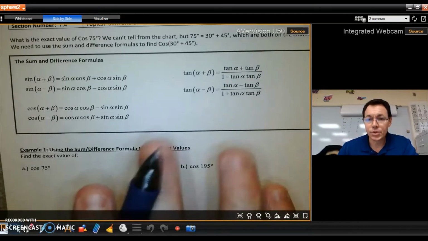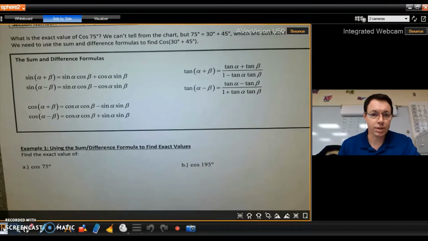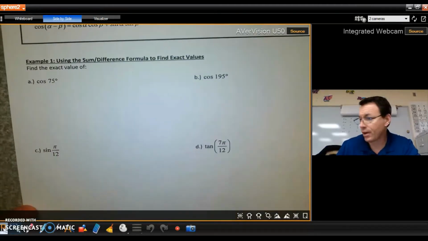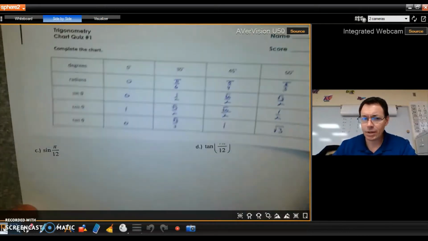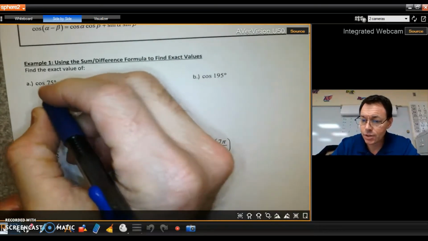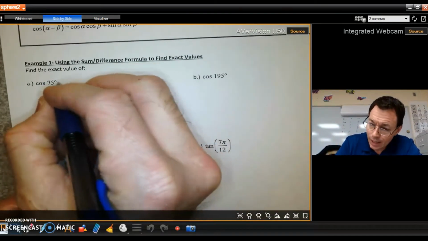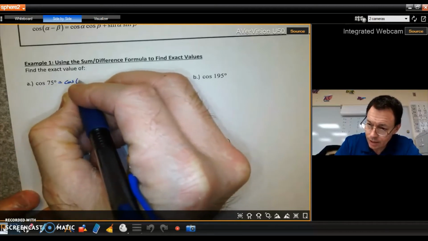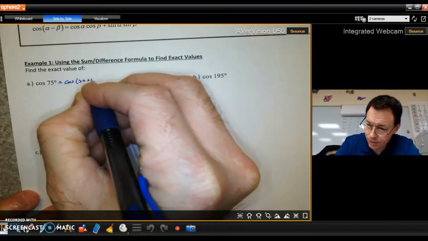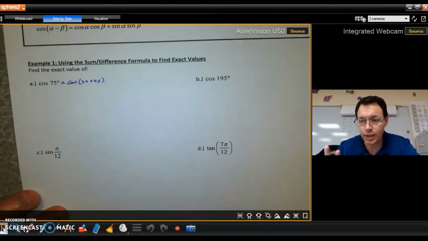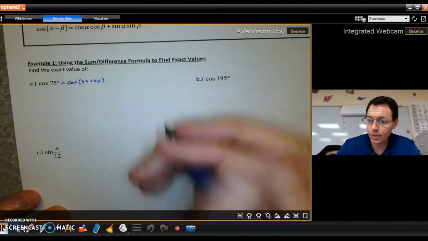Okay, so those are the formulas, but let me show you what this looks like. Example A is the cosine of 75. And if you've got a chart handy, I've got my chart here. I'm probably going to need that in a second. So the cosine of 75: I am going to rewrite it as the cosine of 30 plus 45. I'm taking 75 and splitting it into two angles that I do know the values for.